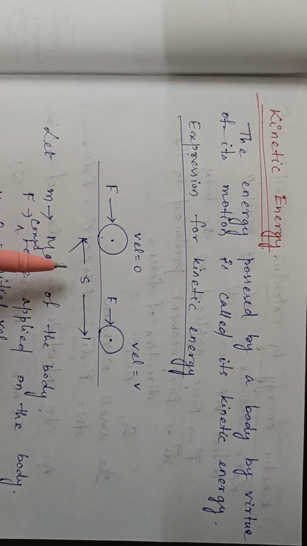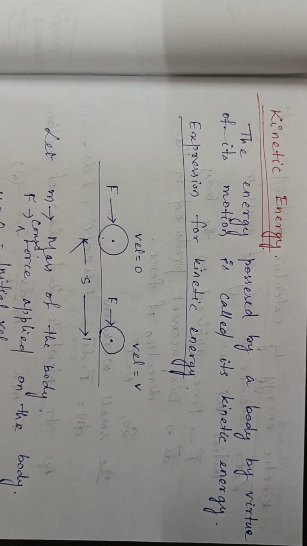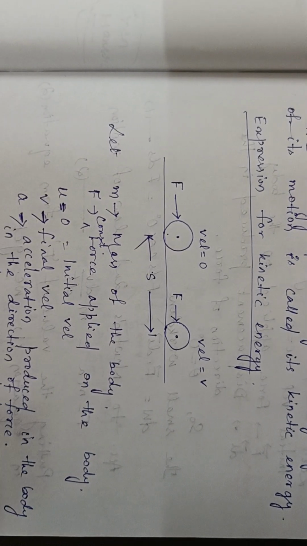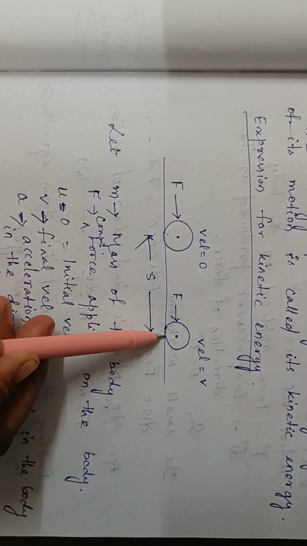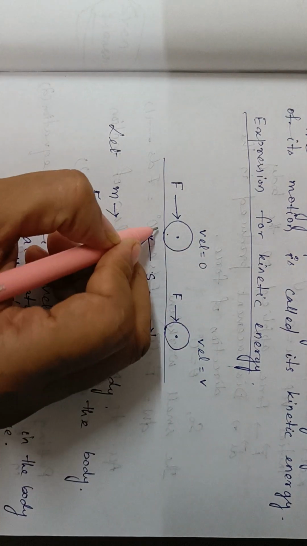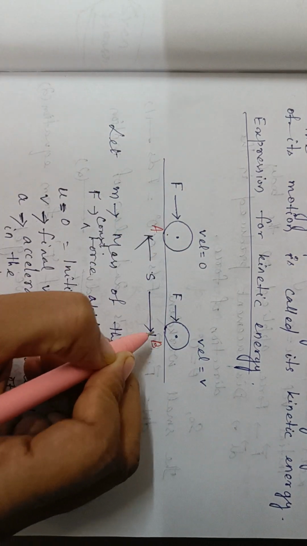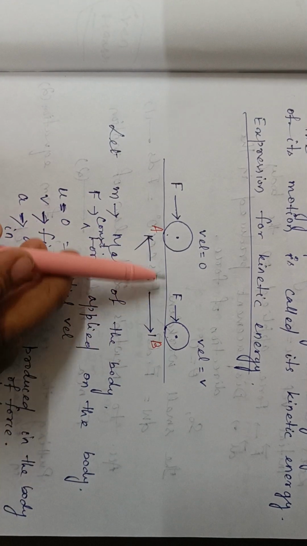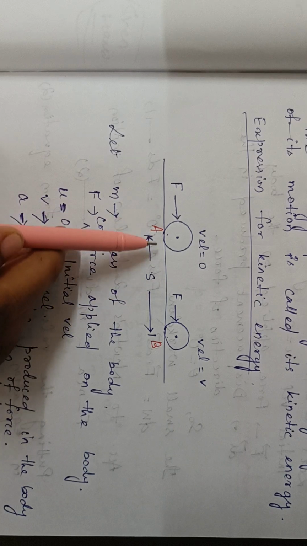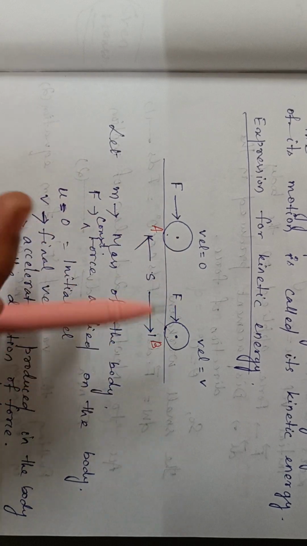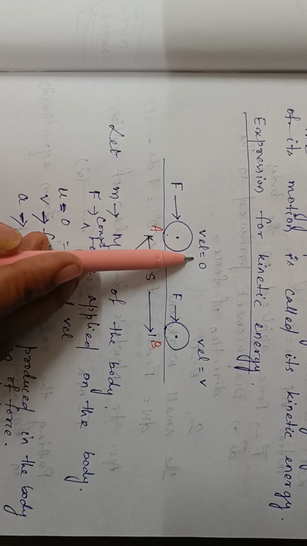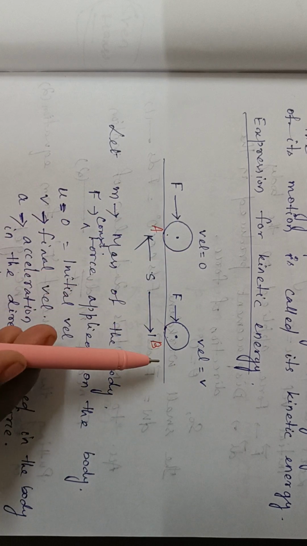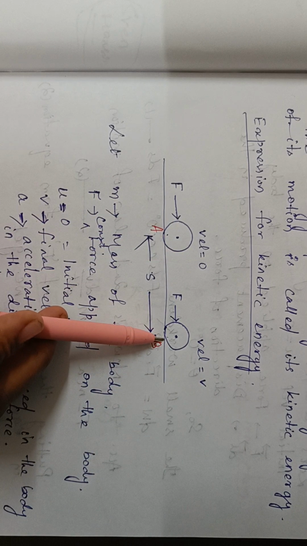That means I can say the initial velocity, that is u, is equal to 0. After some time, when the body is present at this position, suppose this is position A and this is position B. This is the first position, this is the second position. When the body is at point A, the initial velocity u is equal to 0, and when it is at B, the final velocity is v.